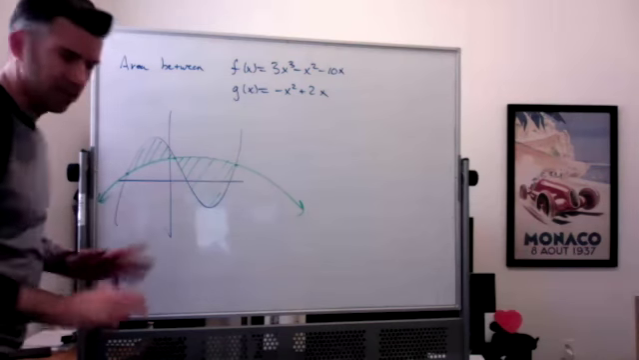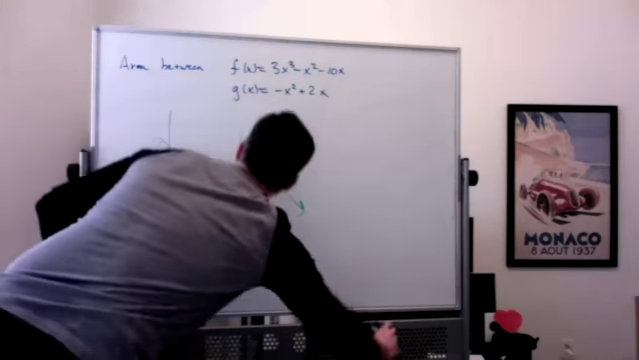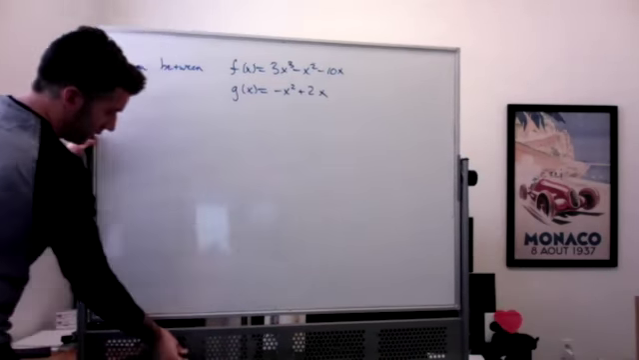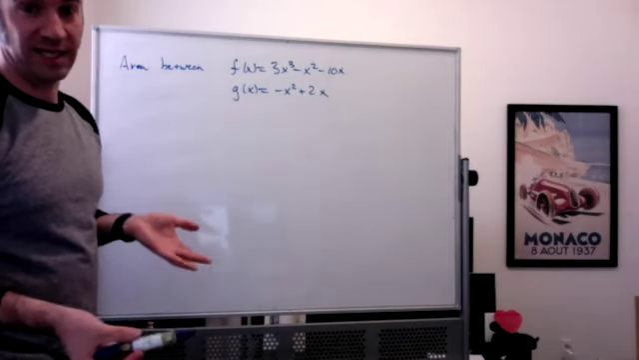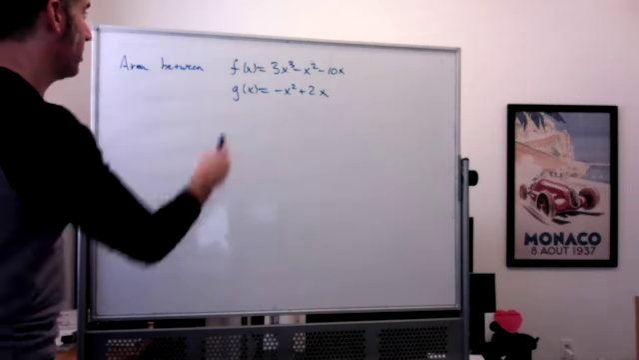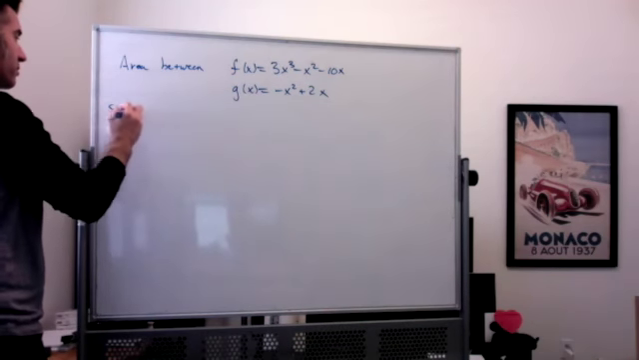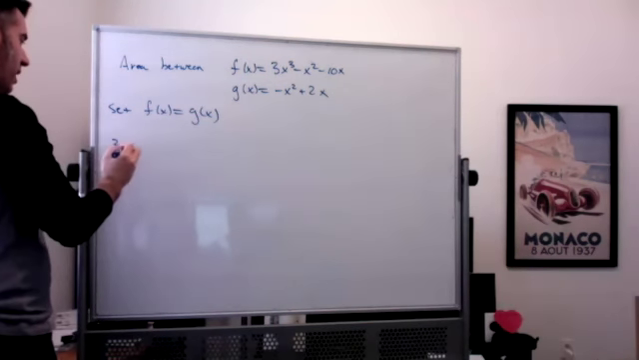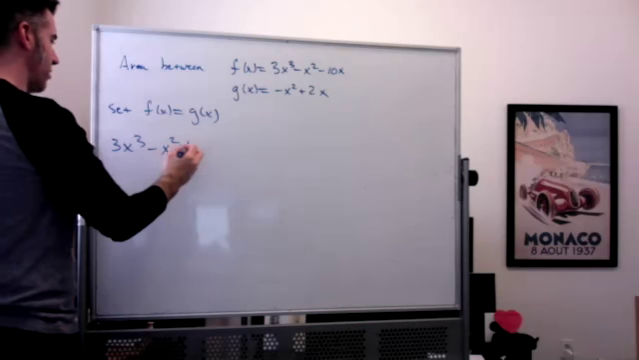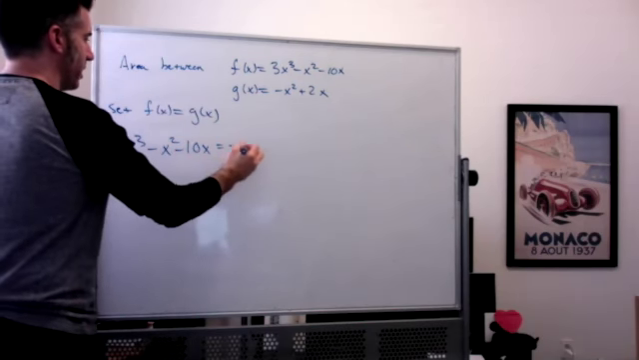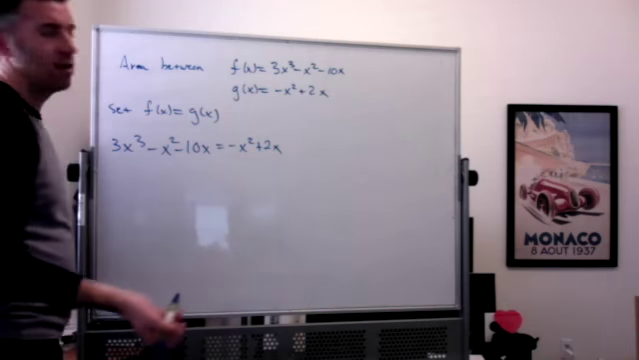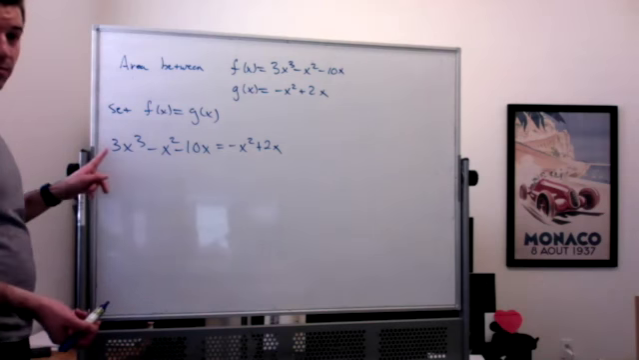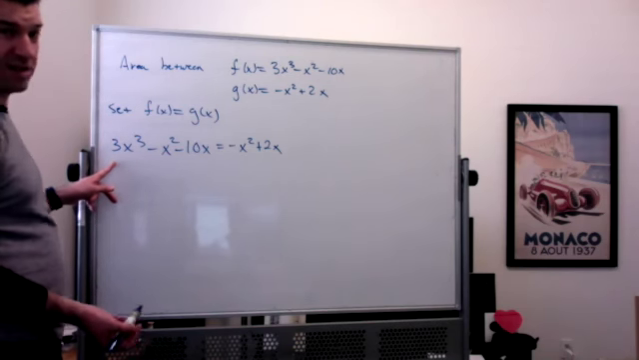So long story short, I'm usually going to start off trying to find the area between curves by finding where the curves intersect, because that's going to tell us what our limits of integration are. So let's go ahead and set f of x equal to g of x. So I've got 3x cubed minus x squared minus 10x equal to negative x squared plus 2x. Bring everything to the side that you want. I'm going to always pick the side with the highest power that has a positive leading coefficient. So I'm going to bring everything to the left.